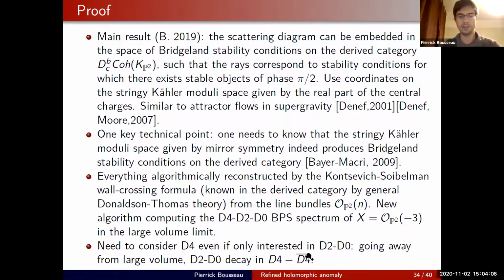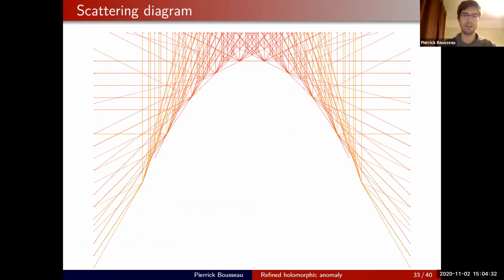And here, the point is that even if you're only interested in D2-D0, which is what we really care for in this NS story, in this algorithm you need to study D4 anyway, because when you go away from the large volume limit, the D2-D0 decays into D4-bar. And the initial data of the algorithm are D4. So you need the full D0, D2, D4 story, even if you only care about the D2-D0. And so, independently of the NS story, this picture is just a new algorithm to compute D0, D2, D4 on local P2.